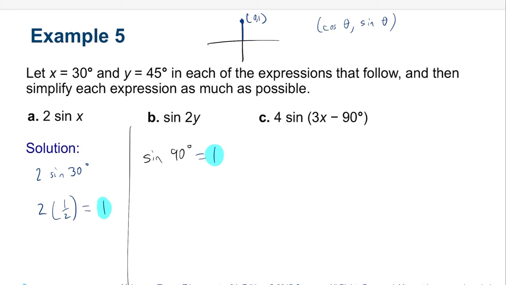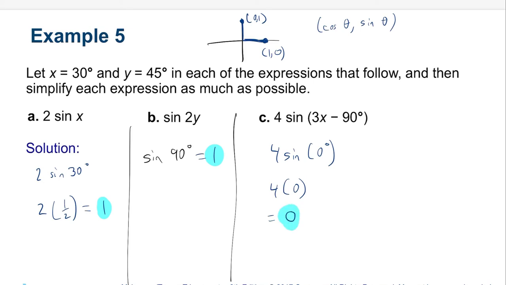All right, over here we have 30 times 3, which is 90. 90 minus 90 is 0. So there's another quadrantal angle. So we have 4 times the sine of 0 degrees. Well, 0 degrees is here, and that point would be 1, 0. And since we're looking for sine, that's the y coordinate, that would be 0. So we have 4 times 0, which is 0. That's how you can find what those trig functions are.